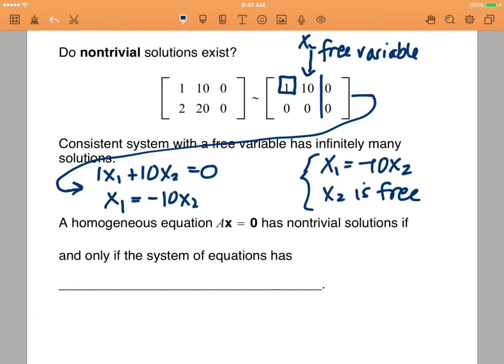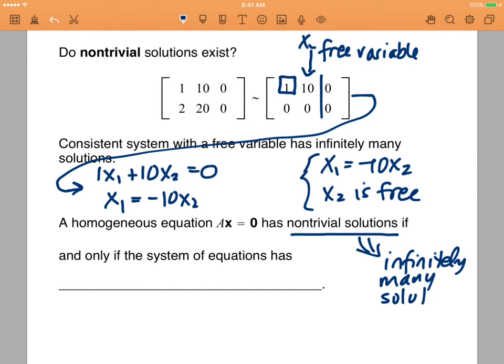This example should lead you to see what happens in general. When are we going to get infinitely many solutions, i.e. non-trivial solutions? That's when we have a free variable, just as it was always the case that you needed a free variable to get infinitely many solutions. So a homogeneous system has non-trivial solutions, which implies infinitely many solutions. It's really saying the same thing in this case. And that's if and only if the system of equations has a free variable.